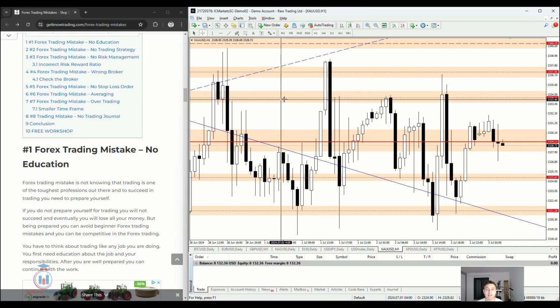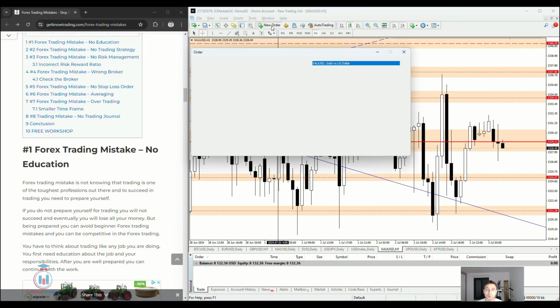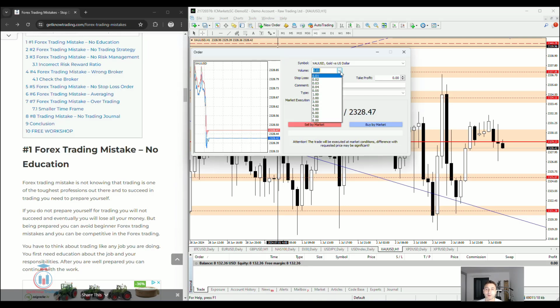Then you need to understand what is trading, what means on the Forex, what means these candles, what means these tools inside the trading platform, and how to use them. This is everything under the education. You need to understand the basics. For example, if I click this new order and here you have volume, you need to understand what the volume means, what is a lot size.